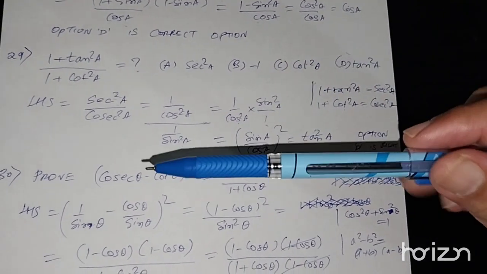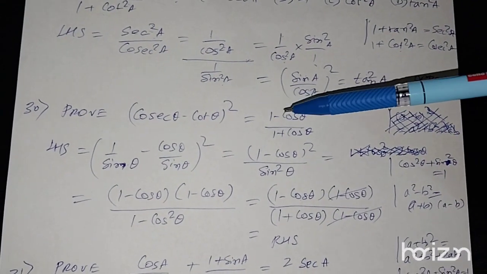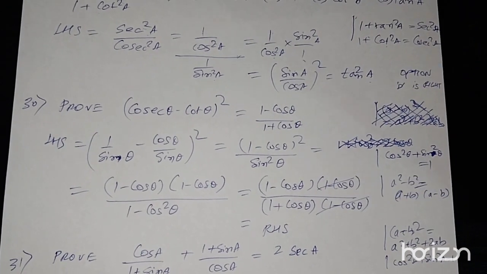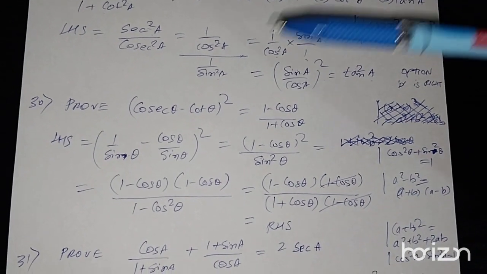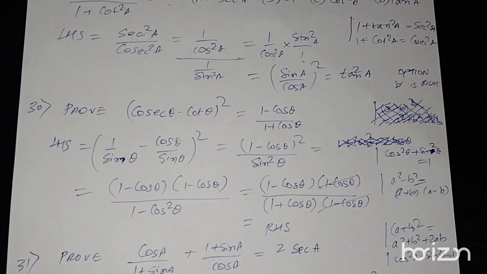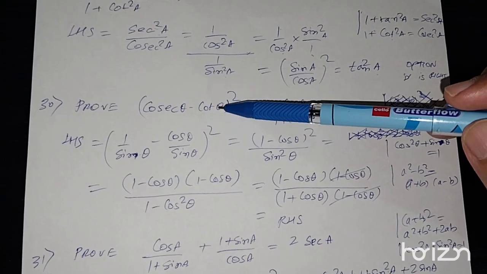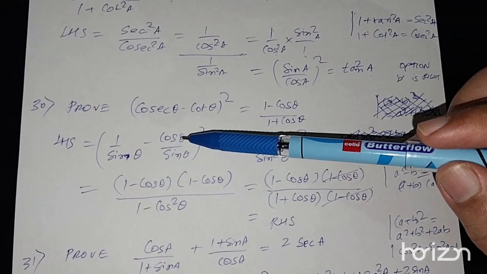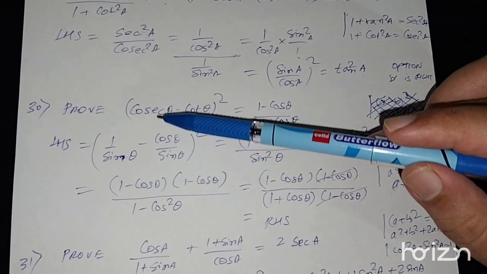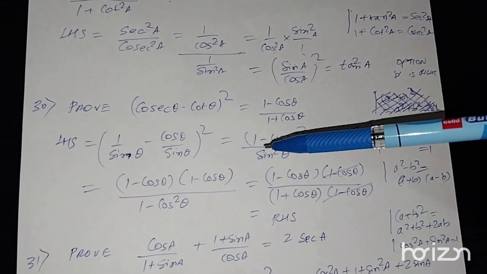Okay. So coming to the next problem, they are saying prove that cosecant theta minus cot theta is equal to 1 minus cos theta divided by 1 plus cos theta. Again, apply the same technique. Whenever you have to prove LHS is equal to RHS, replace all the terms by sine and cos. So cosecant theta, as we know, is 1 upon sine theta. Cot theta, as we know, is cos theta by sine theta, right? So I have replaced cosecant theta by 1 by sin theta and cot theta by cos theta by sin theta.